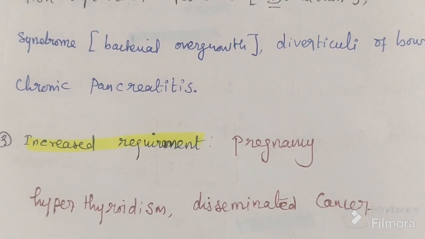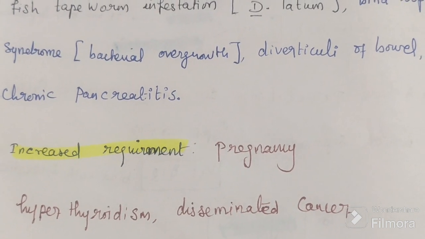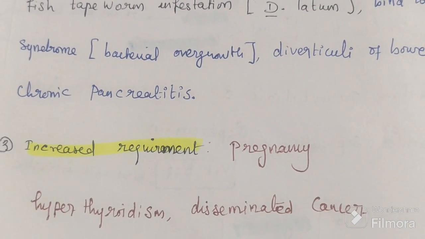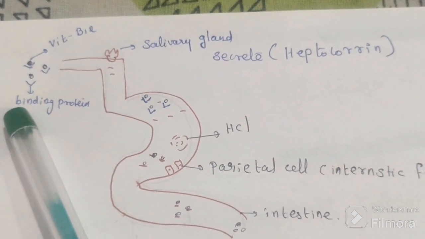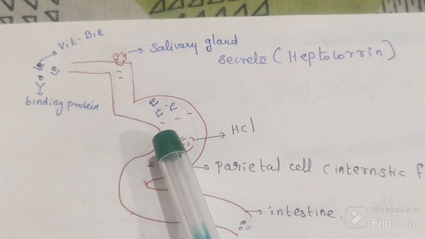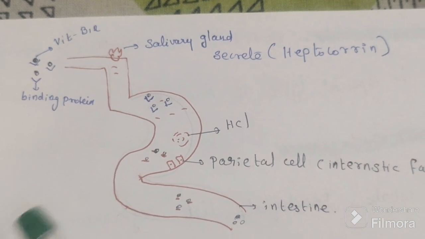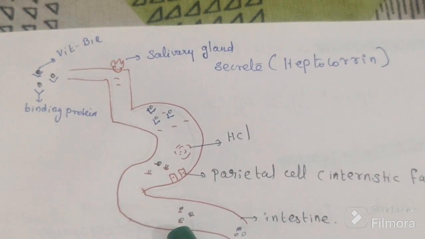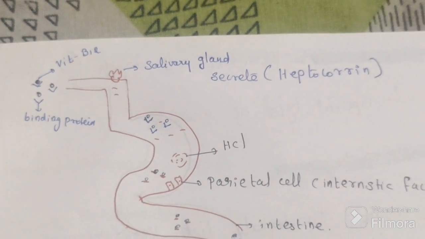Otherwise, there is an increased requirement because of pregnancy, hyperthyroidism, or cancer. So these are the periods when our body requires a high amount of vitamin B12. In the diet, it goes to the mouth, esophagus, and stomach. In the stomach, it binds with intrinsic factor secreted from the parietal cells of the stomach, and in combination goes to the intestine. Vitamin B12 with intrinsic factor is absorbed from the intestine.